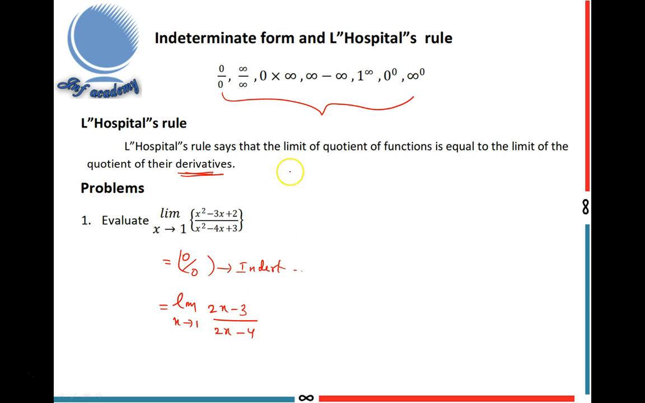Now I substitute the limit: we get (2 minus 3) by 2, that is minus 1 by 2. So finally I got minus 1 by 2 as the answer. This is the one example.